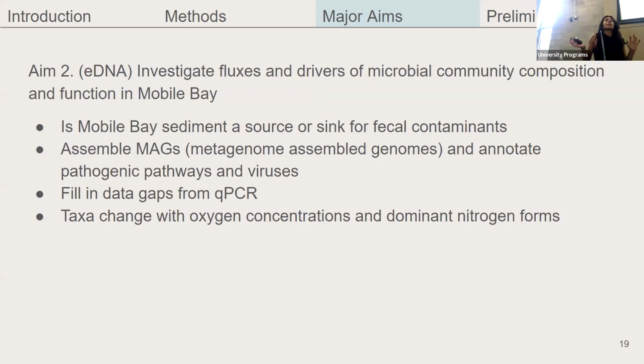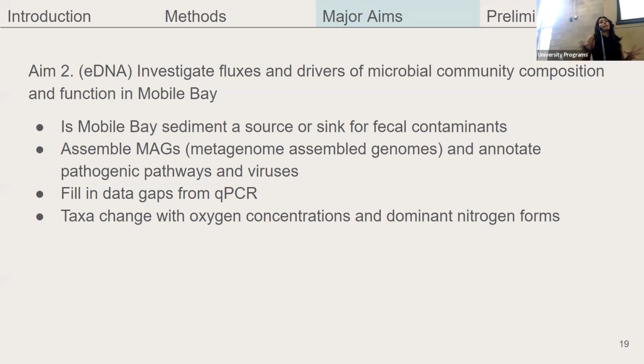My second chapter is more eDNA dominated. So this is the bigger picture of investigating fluxes and drivers of the microbial community composition and function in Mobile Bay. So I want to look at the sediment and see if it's a source or a sink of these fecal pathogens. I'm going to assemble MAGs, which are metagenome assembled genomes. And by doing this, I can look at the genomes of the eDNA sequences that I collected, and I can annotate them for pathogenic pathways and identify viruses.